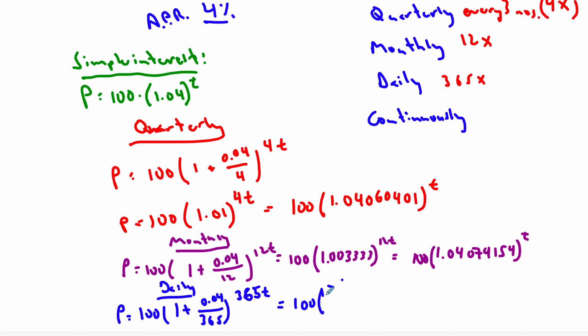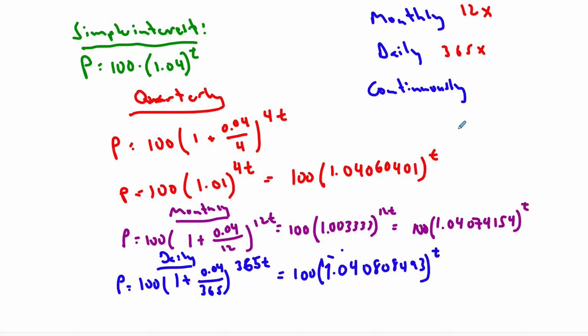I get 1.04080849 to the t. So what does this mean? If I add interest daily, then I'm getting even better than 4%, which would be my simple interest, right? Better than my quarterly, right? So as I add more interest more frequently, that is, compound it more frequently, then I get slightly better than my annual percentage rate.